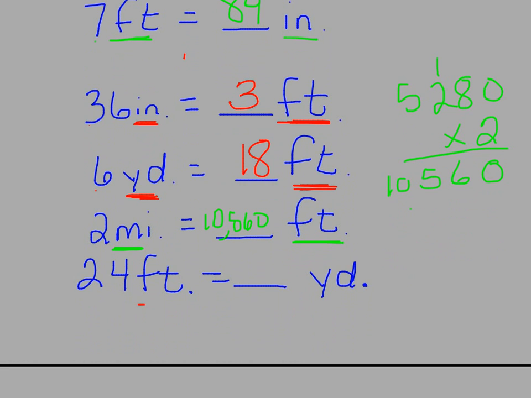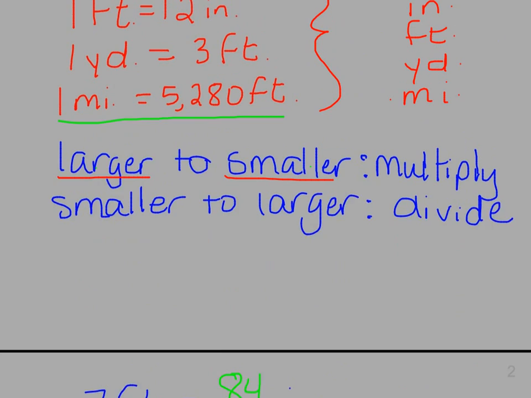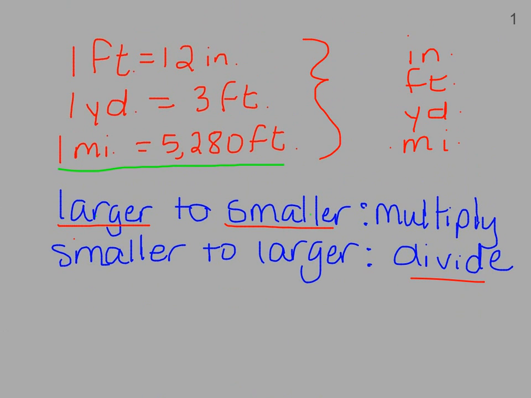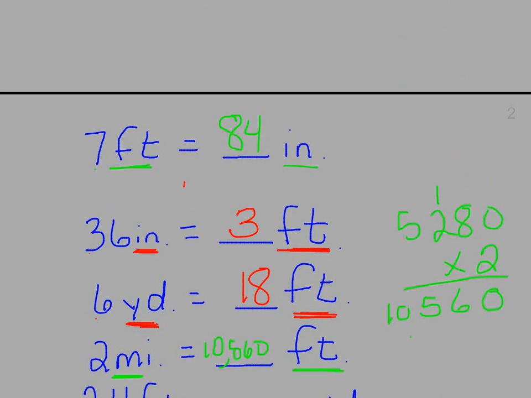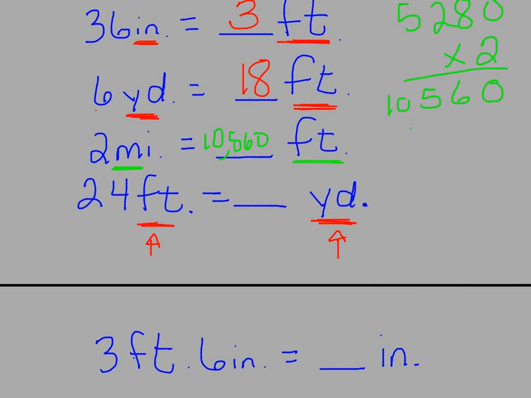The last one down here is 24 feet to yards. So we're going from feet to yards, which means we're going from a smaller one, feet, to a bigger one. And smaller to bigger, smaller to larger, means divide. We'll use the conversion of feet and yards, which is 3 feet in every yard. So we'd be dividing 24 feet by 3, because for every 3 feet we go, we get 1 yard. So 24 divided by 3 is 8. So 24 feet is equal to 8 yards.